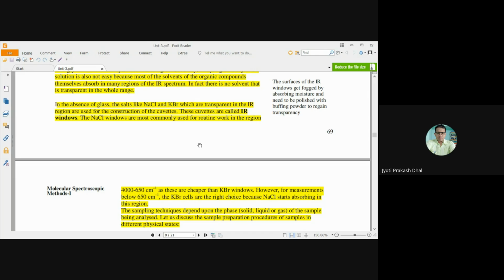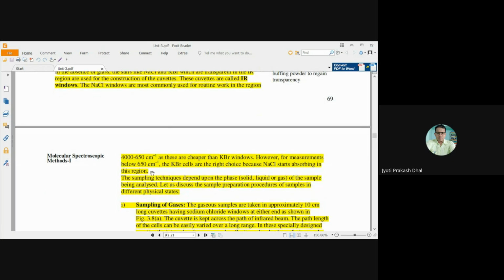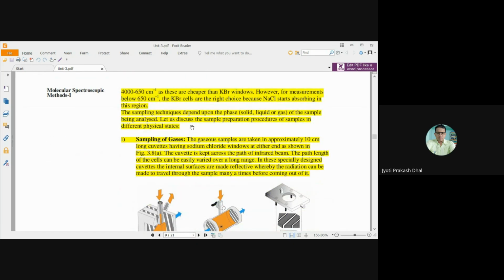The sodium chloride windows are most commonly used for routine work in the region around 650 cm⁻¹ to 4000 cm⁻¹, as these are cheaper windows than potassium bromide. However, if you want to measure the IR spectrum below 650 cm⁻¹, then you have to use a KBr cell, and that is the right choice because sodium chloride starts absorbing below this region.